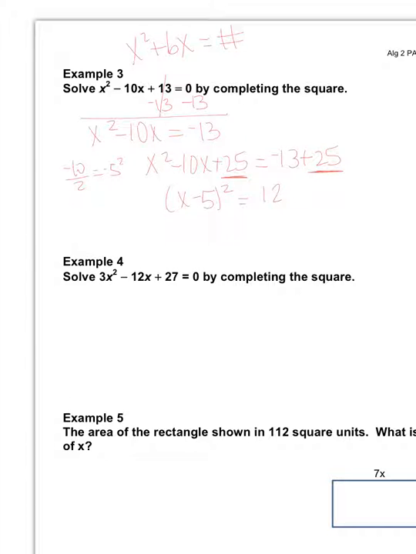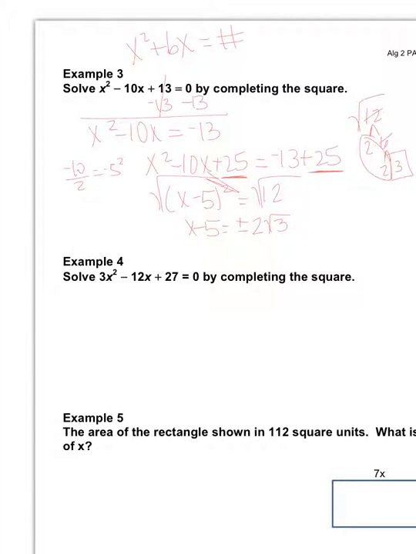From here, this should look familiar. You're using the square root method to get rid of the squared. So I'm going to take the square root of both sides. So those cancel, and I have x minus 5. And remember, we get a positive and a negative answer. Now the square root of 22. 22 is not a perfect square, but you need to use a factor tree to see if you can simplify it. And you're trying to find pairs.